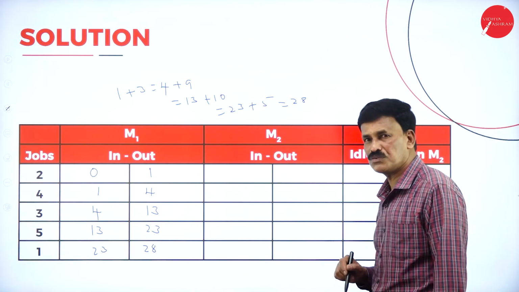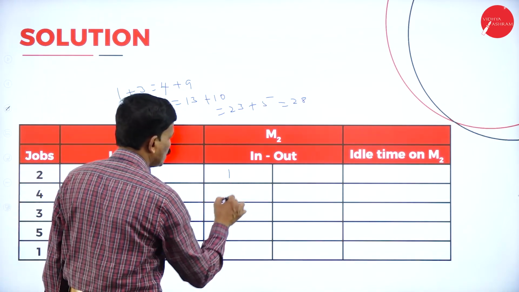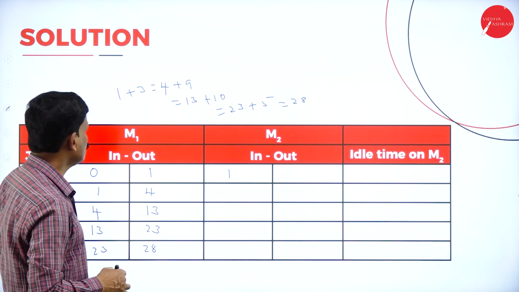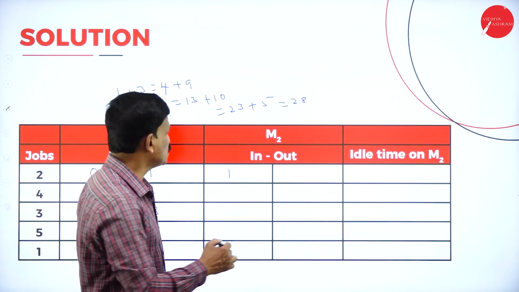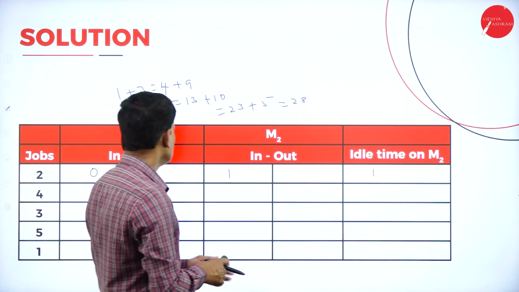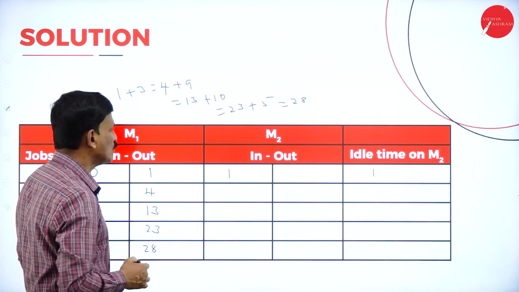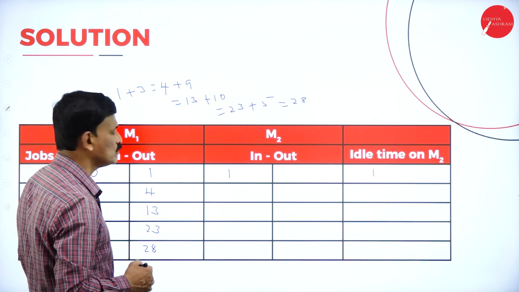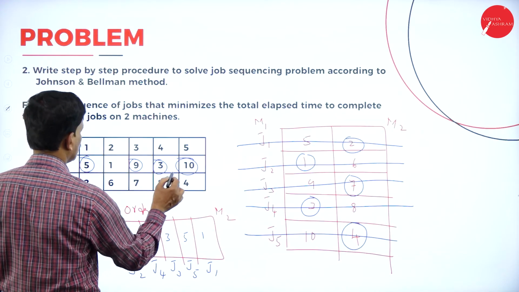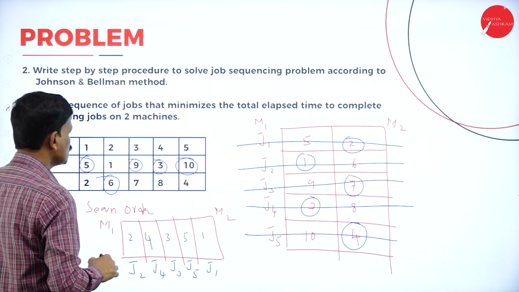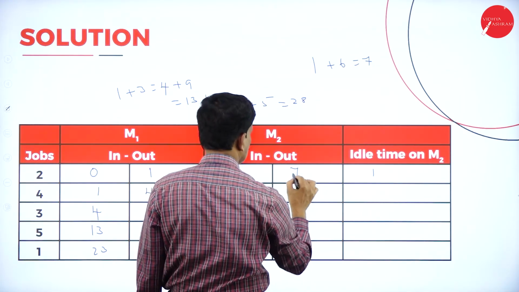Now, similarly, find out for the machine 2. Now, for the machine 2, the in time will be this 1 hour. Okay. So, 1 hour is the in time. Then here, this machine will be idle for 1 hour because 0 to 1 hour, this will be idle for 1 hour. So, therefore, 1 hour is the in time. And what is the out time? Out time corresponding to J2 in the machine 2. Corresponding to J2, the time is 6. So, you can add 6 here. 1 plus 6, that's equal to 7. The out time is 7 hours.